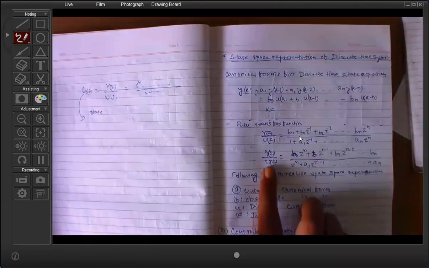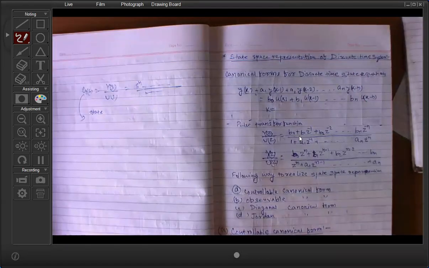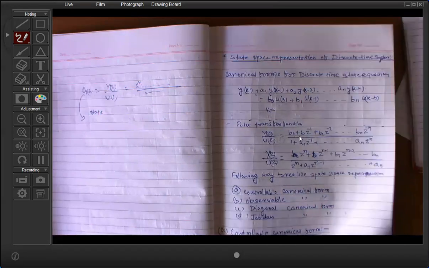And the third form is called the diagonal canonical form. So suppose you have one pulse transfer function. You have to find out the poles of the system. So how can you find out the poles of the system? If you take the denominator equal to 0, then we have n poles.